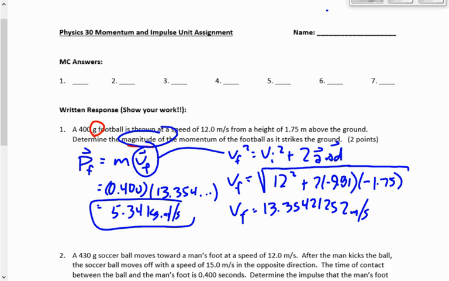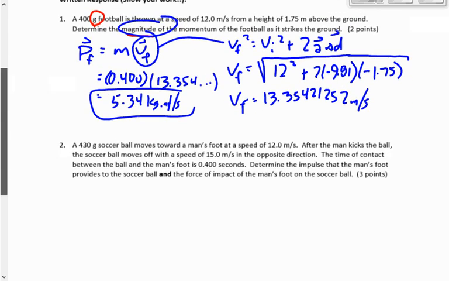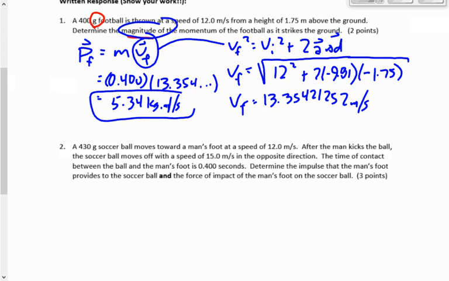Number 2, by the way, if I do happen to go too fast and you need me to wait, pause a second, just tell me and I'll do that for you.